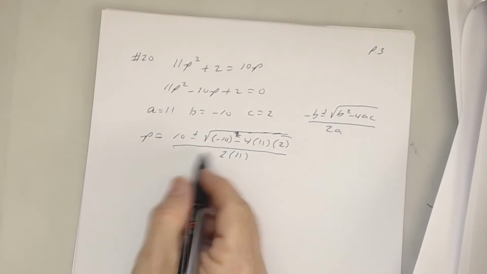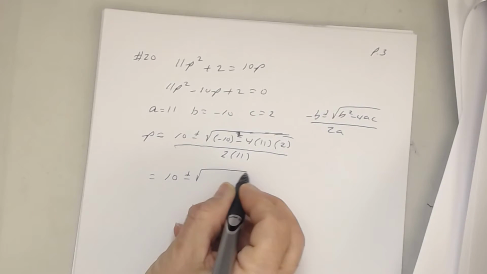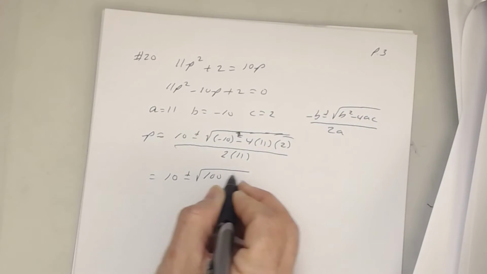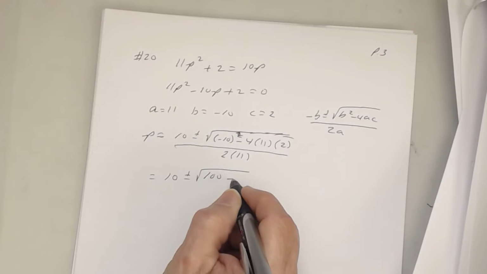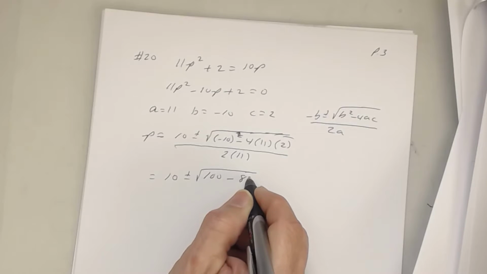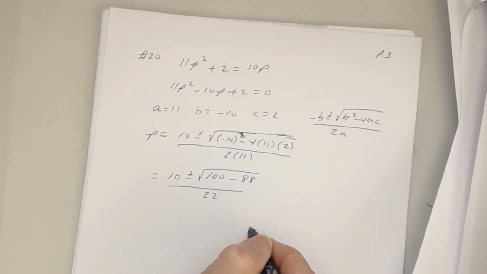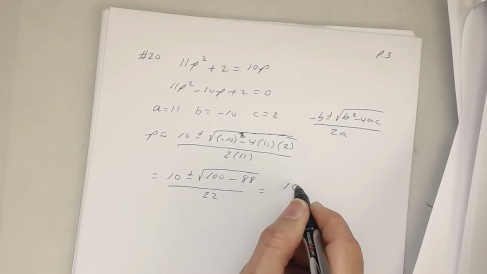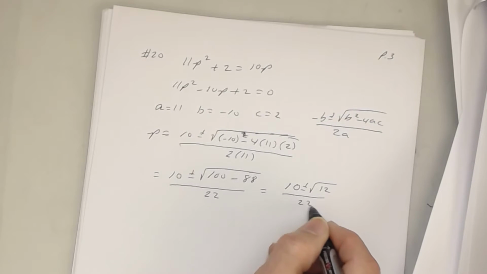Okay. Now let's simplify the radicand. So that becomes 10 plus or minus the square root of, what's -10 times itself? 100. Minus 4 times 11 times 2 is -88, divided by 22. What's 100 minus 88? 12, right? All right, so that's where I'm at.